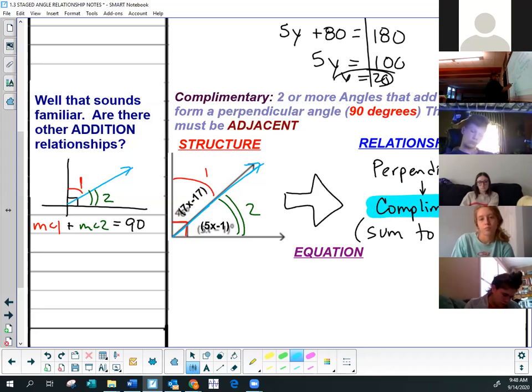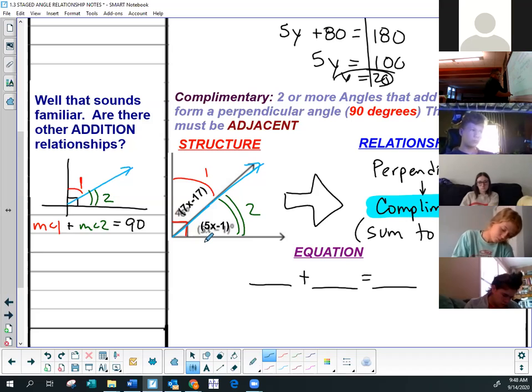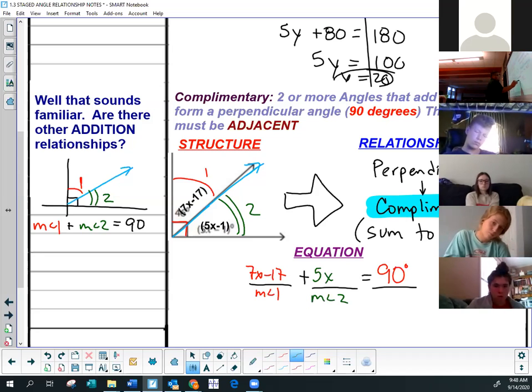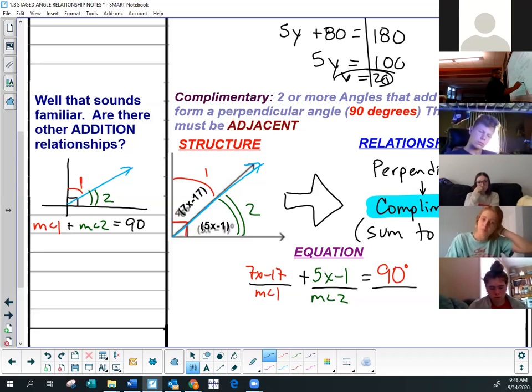In terms of the equation, going right back to that frame, I don't think it's going to be different than the last one. The only big difference, I guess, is that we're equaling 90 here instead of 180. But we still do have 2 parts. This may be a little hard to read on screen, so I'll read it off to you. The first angle is going to be 7x minus 17. That's going to be angle 1. Angle 2 is going to be 5x minus 1. Okay, and that's going to equal the total, which is going to be 90.